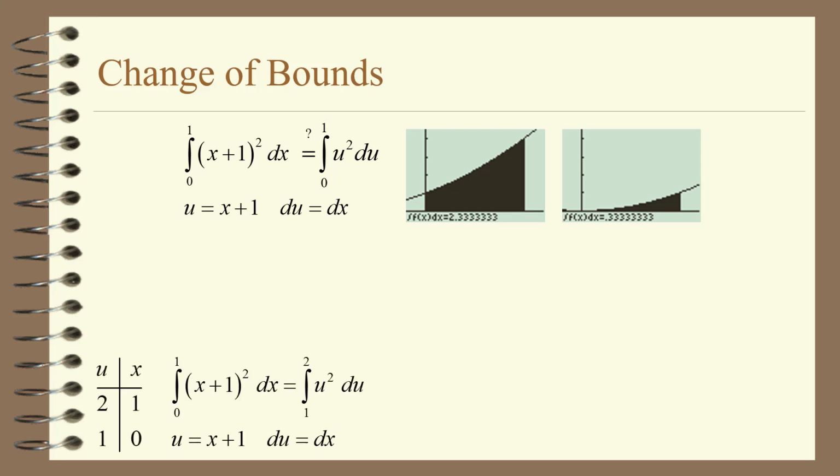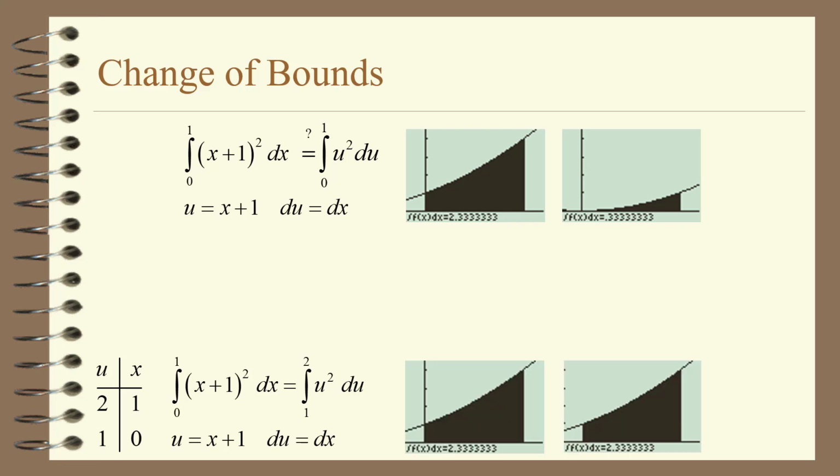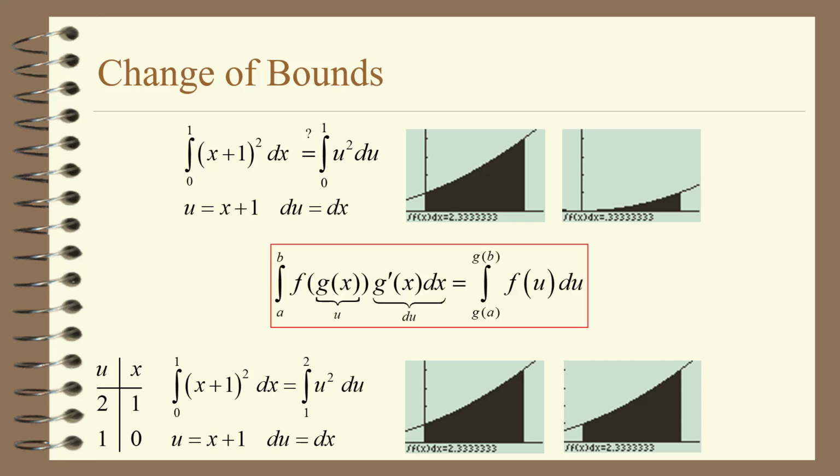So to do that, here's our integral, and if x is 1, u is x plus 1, so u is 2. If x is 0, u is x plus 1, so u is 1. So the new integral should be from 1 to 2 of u squared du. And in fact, if you look at those regions, you get the exact same region. So of course they're the same area. This is called changing the bounds. Whenever you use u-substitution with a definite integral, when you change the variable, you must change the bounds. If you don't, notice that you probably don't get the same answer. And these are numbers. The numbers must be equal to each other or it doesn't make sense.